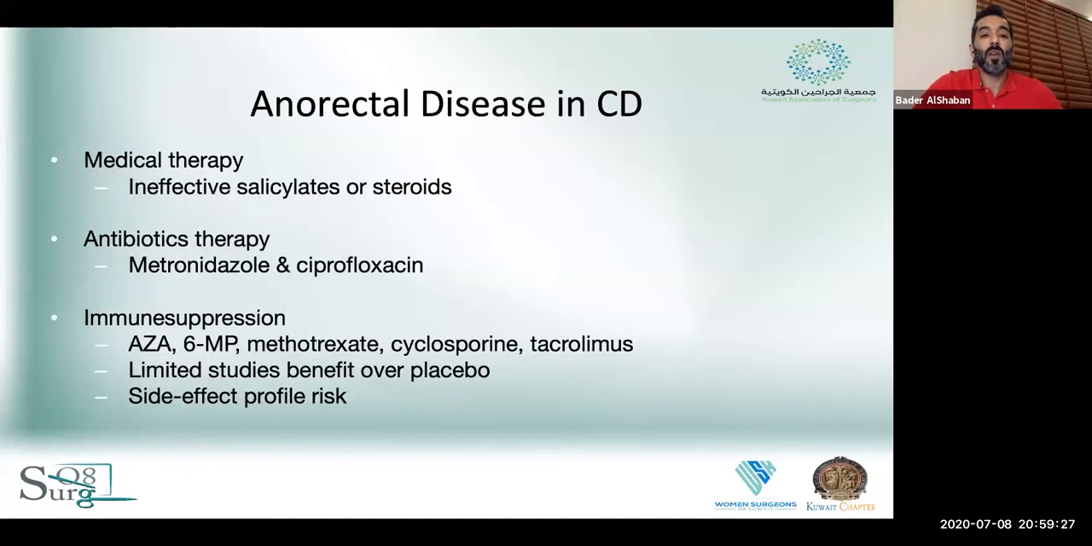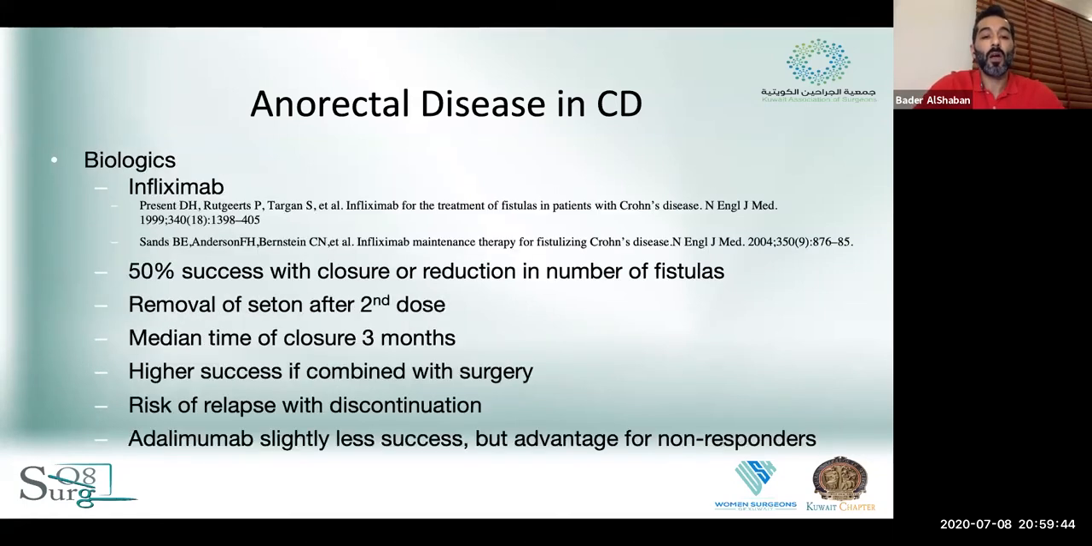Salicylates, sulfasalazine, mesalamine, and steroids are not very effective in treating perianal disease, namely fistulae and the ulcers. Metronidazole has shown some success, but like I was saying, biologics, I think, are becoming the gold standard now for treating those patients. Infliximab has been the one that was studied the most. It shows 50% success in the closure or the reduction of the number of fistulas, and it tends to show its effect and may indicate the removal of the seton after the second dose of infliximab. However, the median time of closure may take up to 3 months.